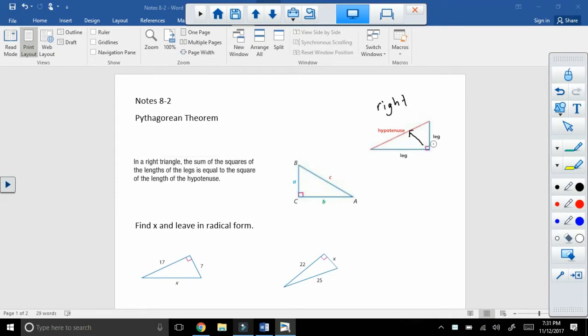Just keep in mind that the hypotenuse is always directly across from the right angle. They might not always be in the same orientation, so just check for where the hypotenuse is. The Pythagorean theorem says that the sum of the squares of the two legs is equal to the square of the hypotenuse. We're really used to saying a squared plus b squared equals c squared, and that's how it's just kind of been abbreviated.